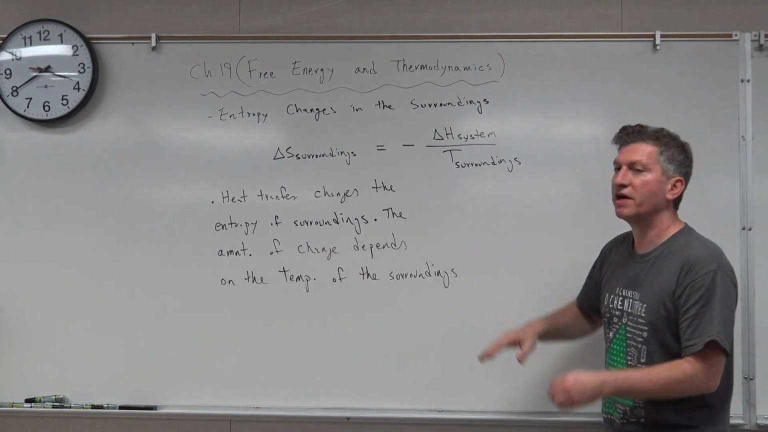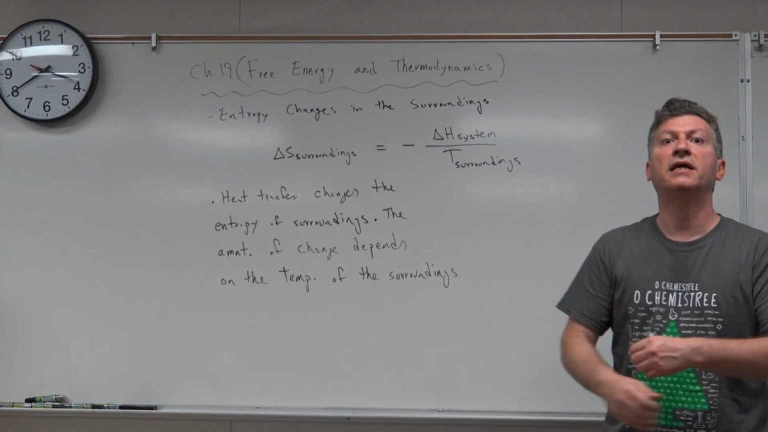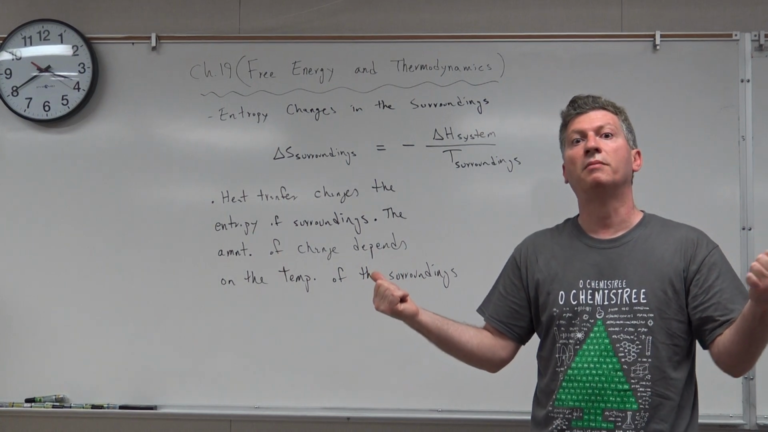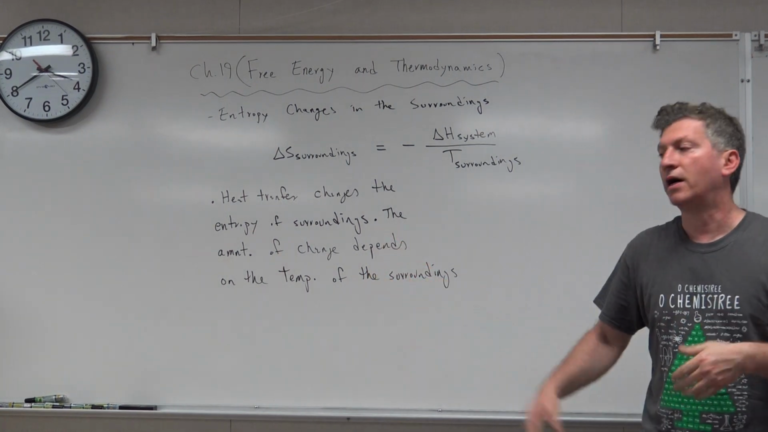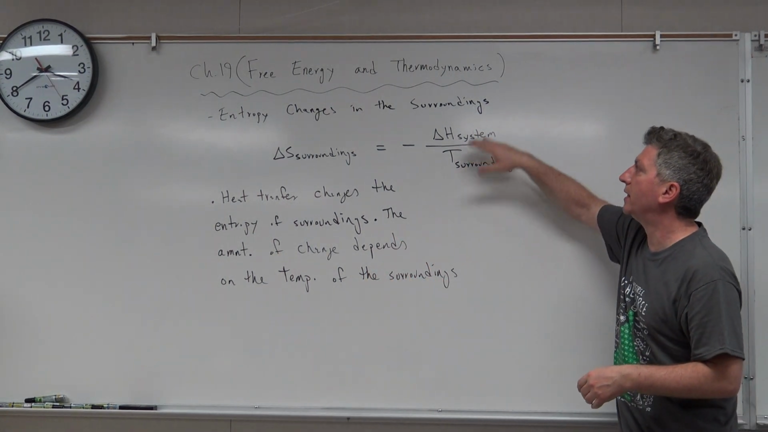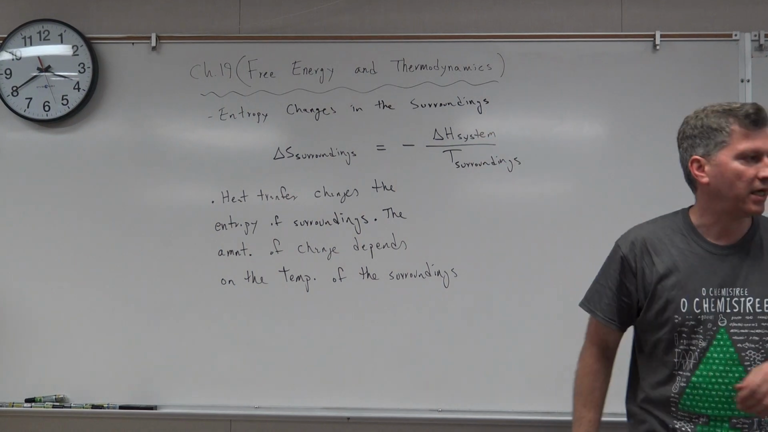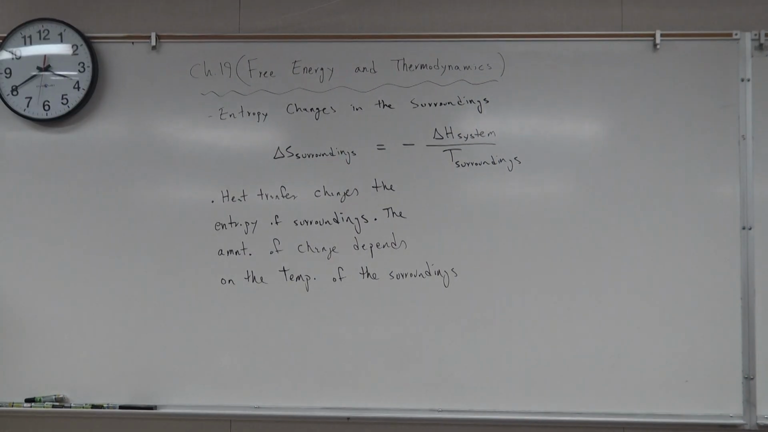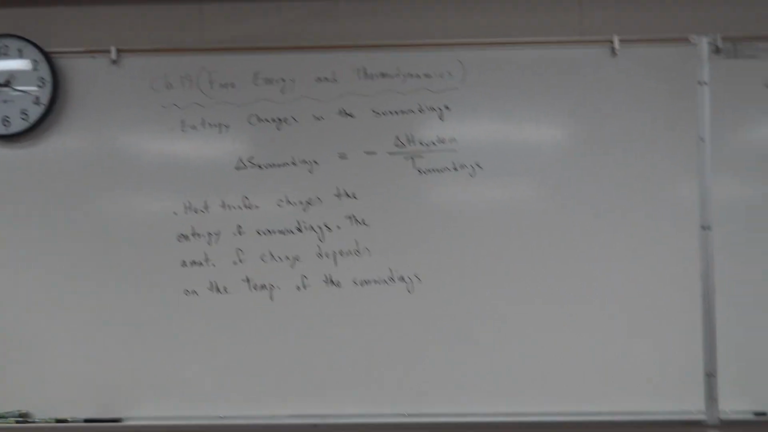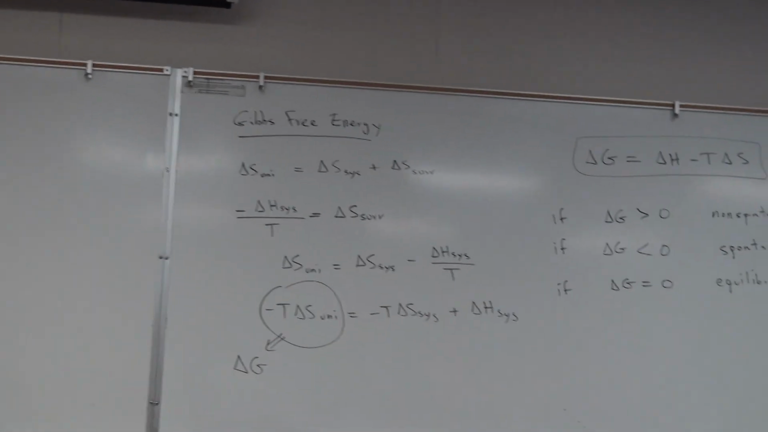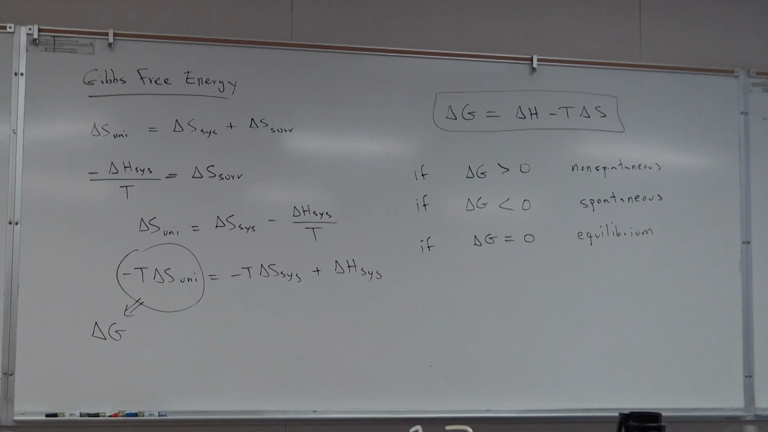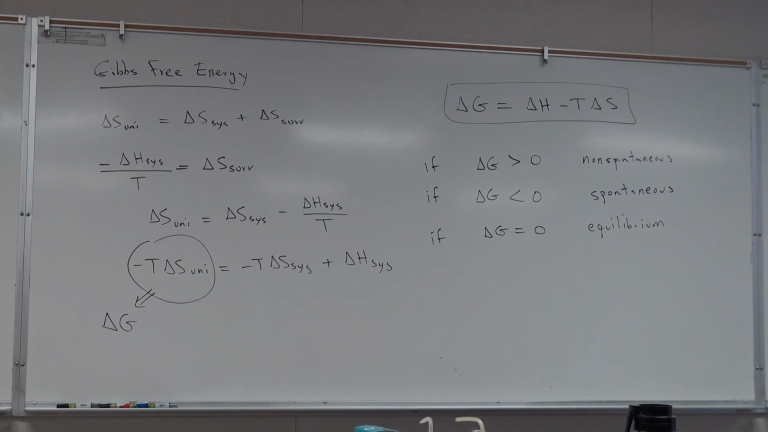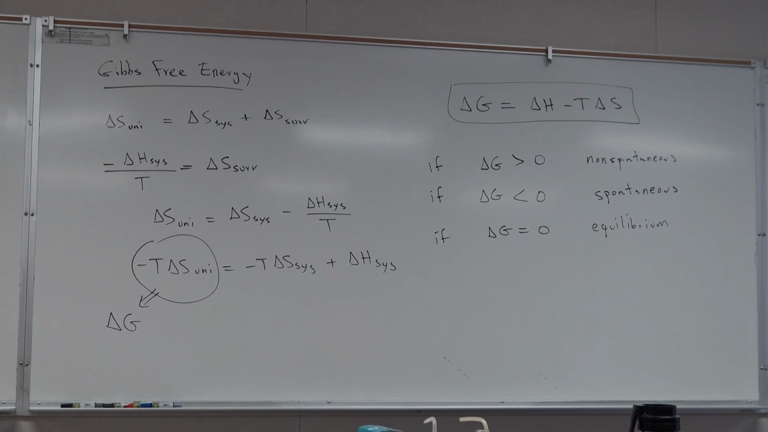So if the temperature is very low and you transfer heat into the surroundings, the entropy of the surroundings is going to shoot up a lot more than if the temperature is very high. So that's why that formula is the way it is. Once we learn that, then we can calculate the change in entropy of the universe based on things that happen in the system, because it's much easier to keep track of things that happen in the system.